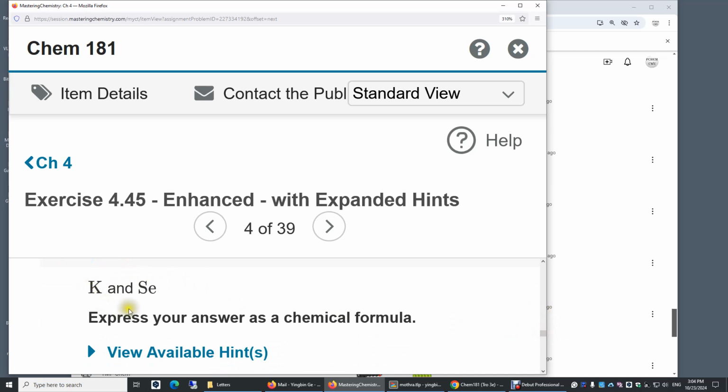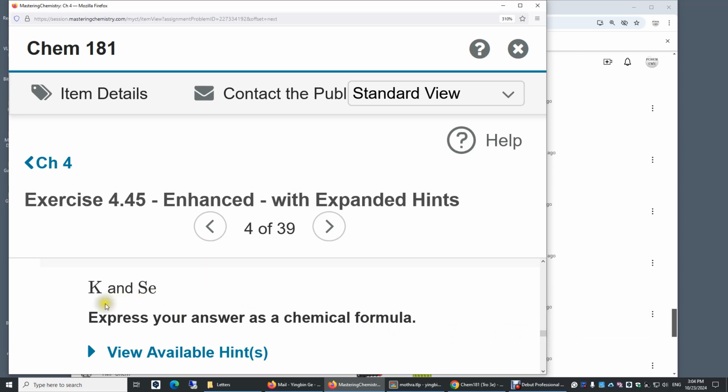Potassium and Se. Potassium is in the first column. That means potassium would like to lose 1 electron. Se is only 2 electrons away from krypton. So Se would like to get 2 electrons to form the electron configuration of krypton.